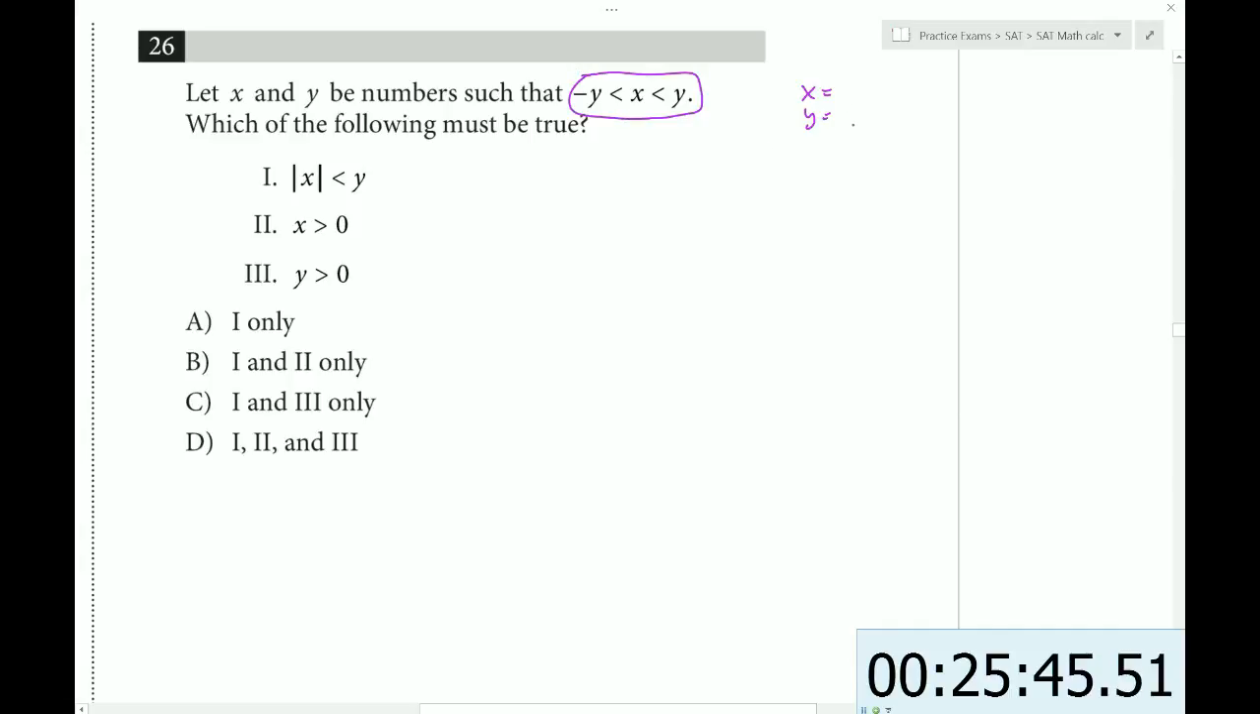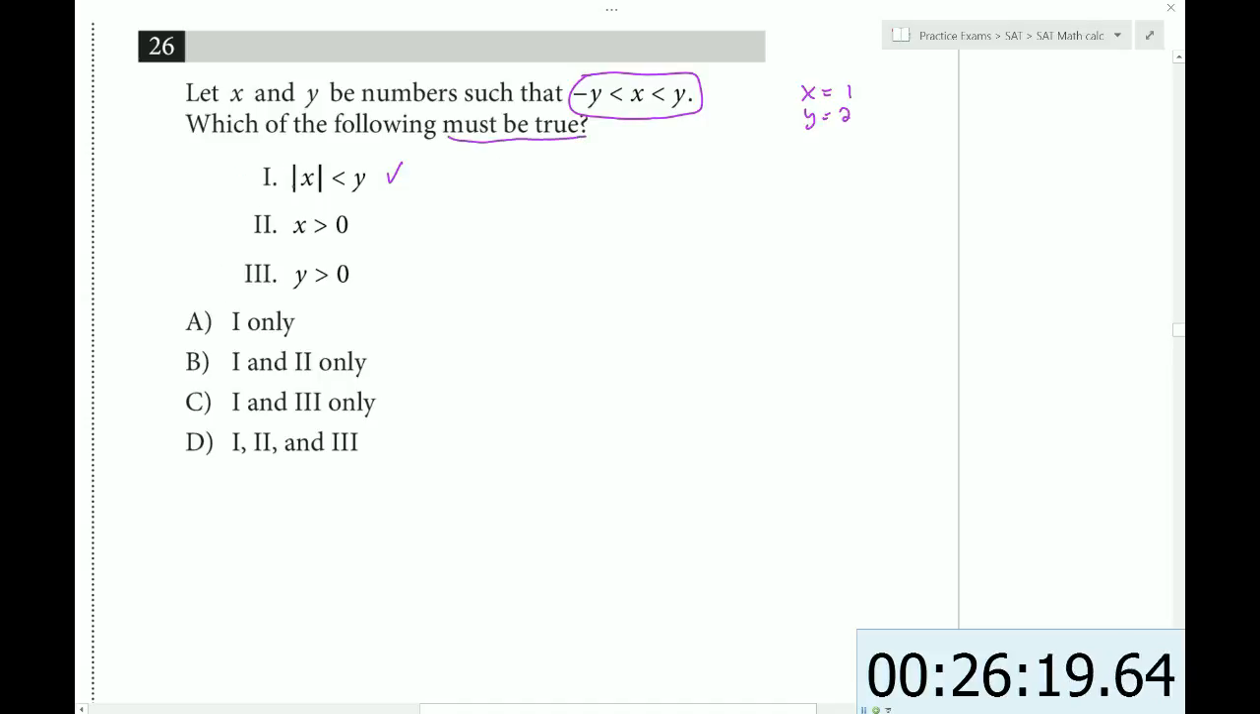So let's have y equal 2 and x equal 1. Right? 1 is less than 2, and if I take the negative of y, that would be negative 2. So it works. Let's test the clauses. The absolute value of x, which would be the absolute value of 1, is less than 2. That statement is true. We don't know if it must be true, we just know that it's true in this case. So that's why I put the check on the right side, not the left side. The left side is my permanent side. Okay.